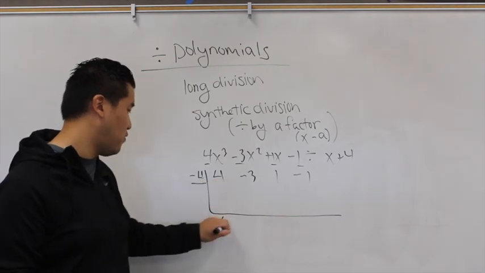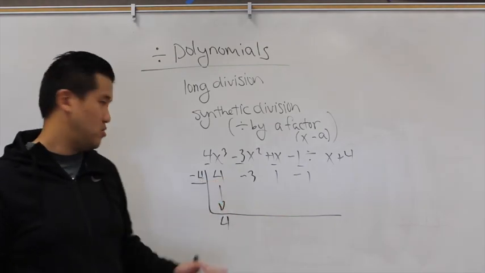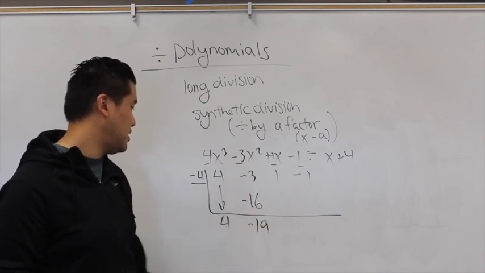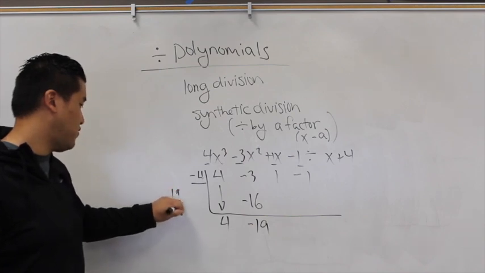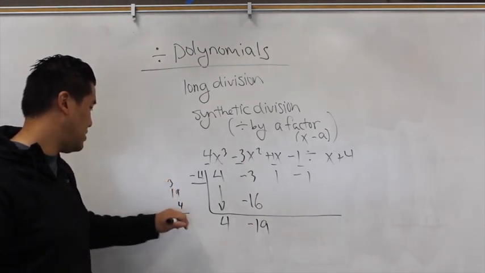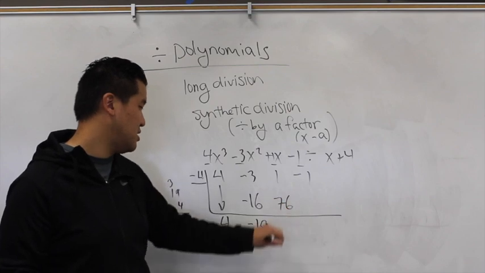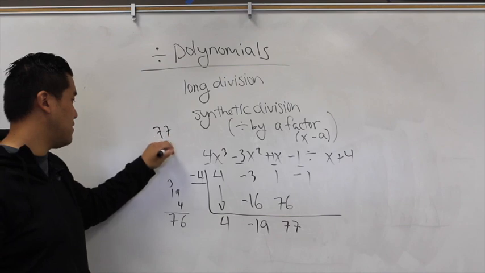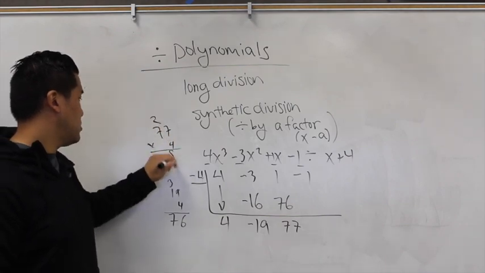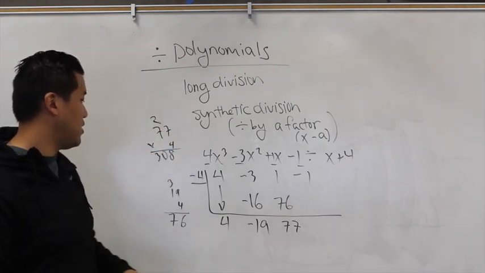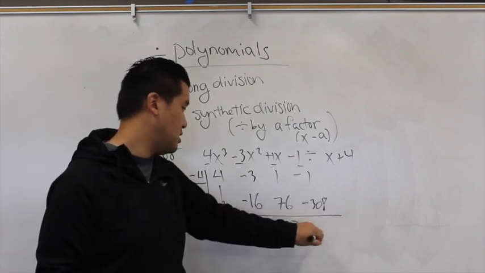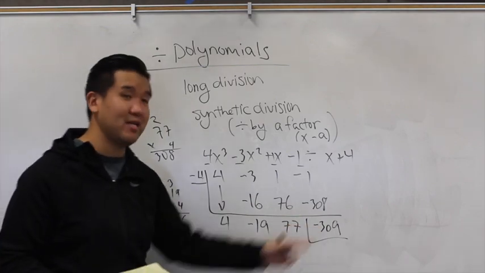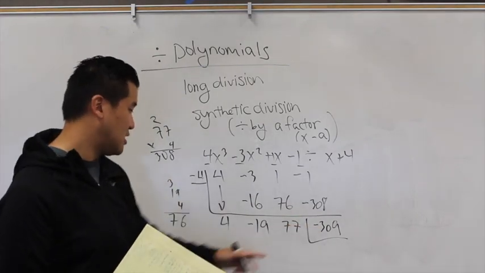So then what happens, you drop the 4, you always start with that, you multiply and you add. You multiply to get negative 16, so you get negative 19. You multiply negative 19 times negative 4, which is 76, so it becomes positive 76. Since those are positive, you get 77. And we multiply 77 by negative 4, which is negative 308, and then you get negative 309. That's what's left over, which means that is my remainder.